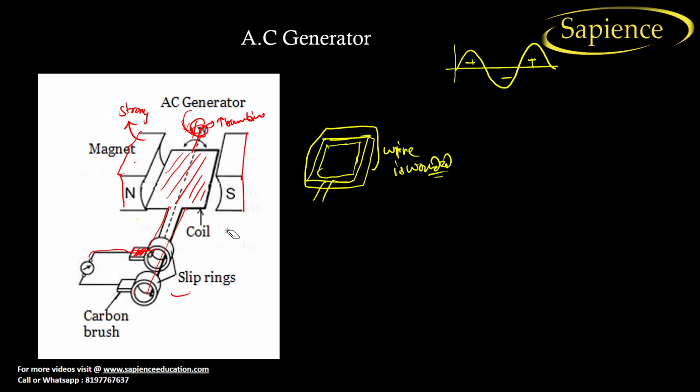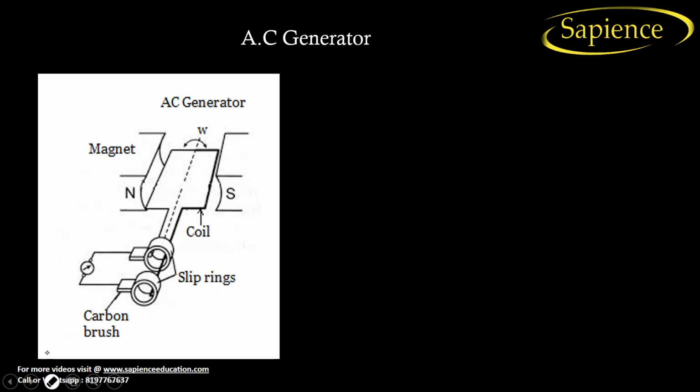Now we will talk about the principle. First of all, what is the basic principle of the AC generator? The basic principle by which it runs is known as electromagnetic induction.